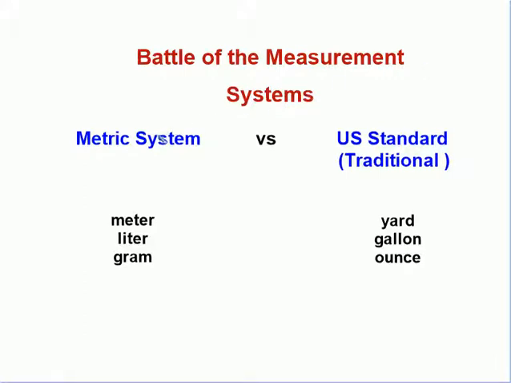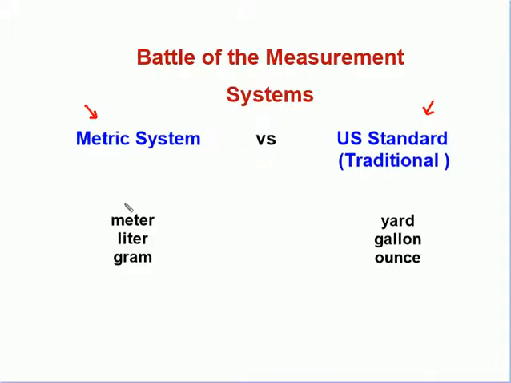So, we have two systems that are competing for use in the United States. We have the U.S. traditional system. The U.S. traditional system, or the standard system, is what we call the yards and the gallons and the ounces and the feet and the pounds, etc. That is the U.S. traditional or U.S. standard system. We also have the metric system. And scientists and people who use technology have a tendency to really like the metric system. And that's where you'll find things like the meter, the liter, and the gram.